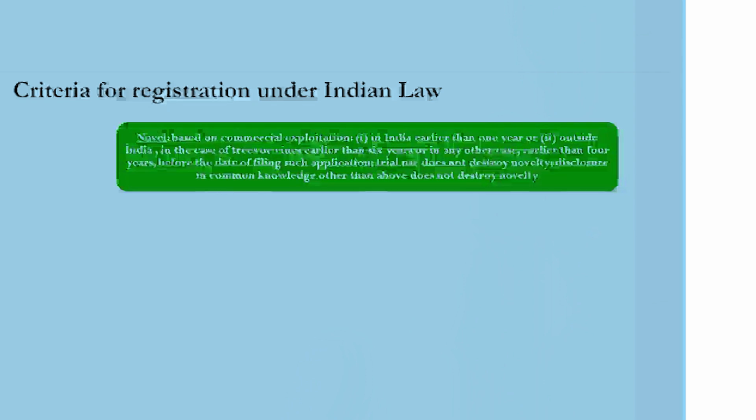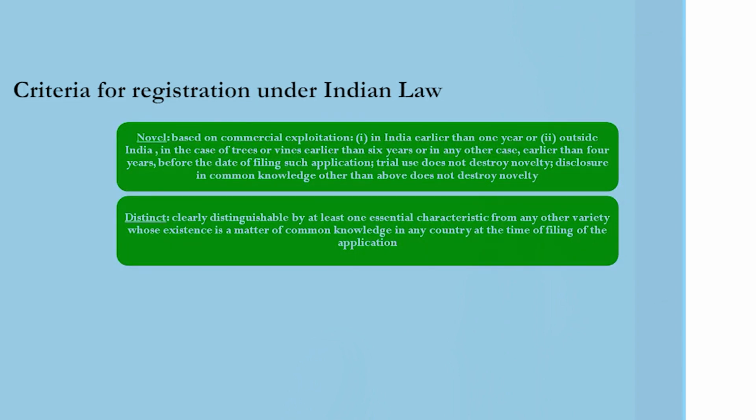However, trial and use does not destroy the novelty, and disclosure in common knowledge other than the above does not result in destruction of novelty. The distinctness required by the Plant Variety Act for the purpose of registration is that the variety shall be clearly distinguishable by at least one essential characteristic from any other variety whose existence is a matter of common knowledge in any country at the time of filing of the application.